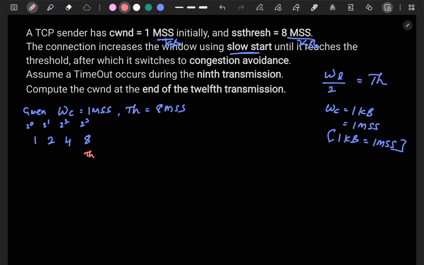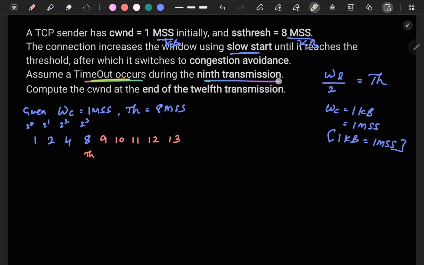Now after the threshold, what will happen? After the threshold it will grow linearly: 9, then 10, 11, 12, 13. Like this it will grow linearly until it reaches the receiver buffer capacity. But here the receiver buffer size is not even mentioned, so you don't have to worry about that. Now read the question properly.